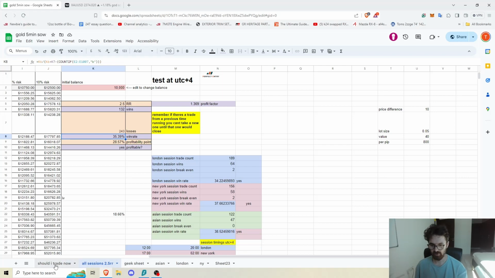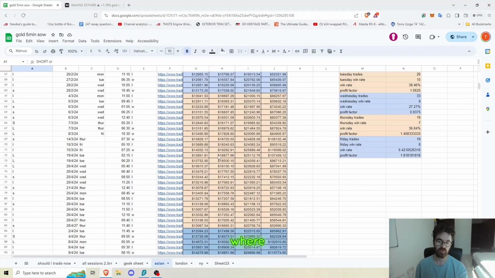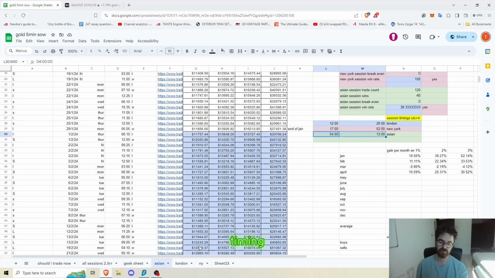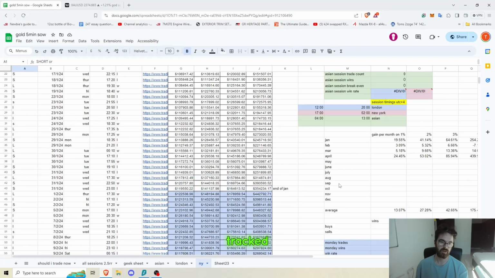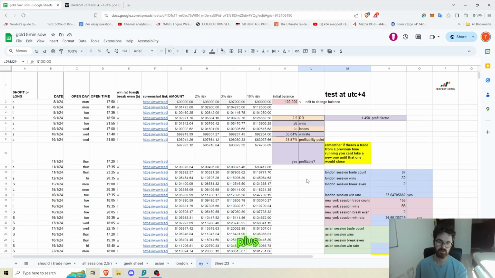Right. We've also broken them down by individual sessions, so you can see that this is an Asian session only, where we have tracked only things that have come between the hours of 4 and 13 in terms of UTC plus 4 timing. We've tracked London, which is between 12 and 20 UTC plus 4, and we have tracked New York, which is between 17 and 2 in the morning, again UTC plus 4. So we have split it down by individual sessions if that's beneficial to you.